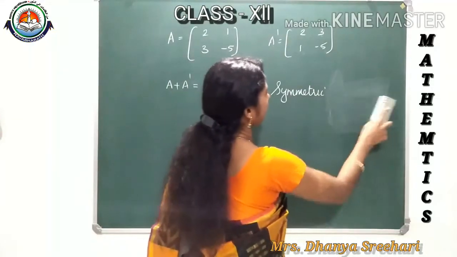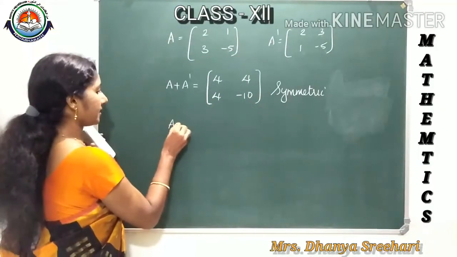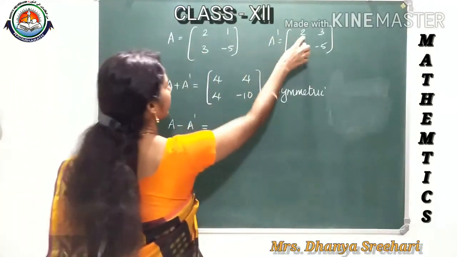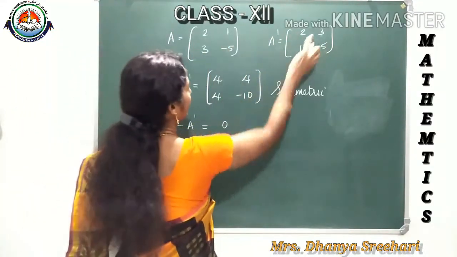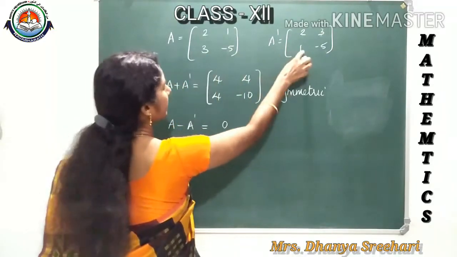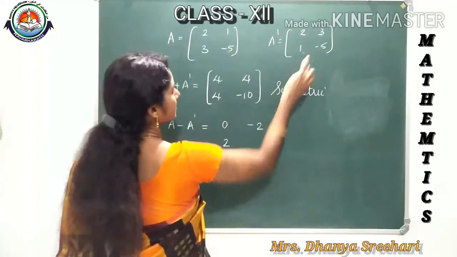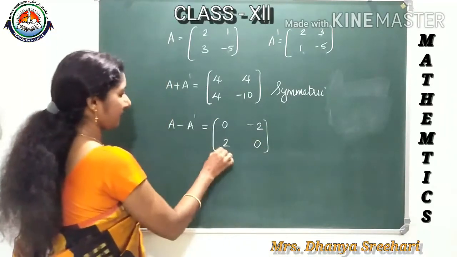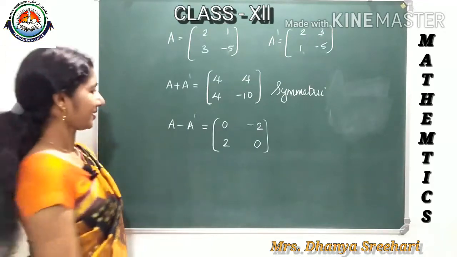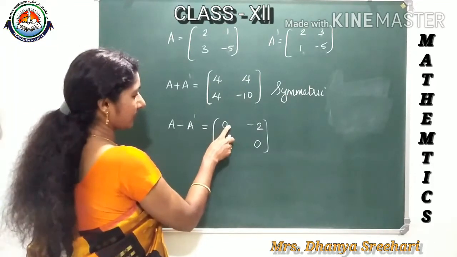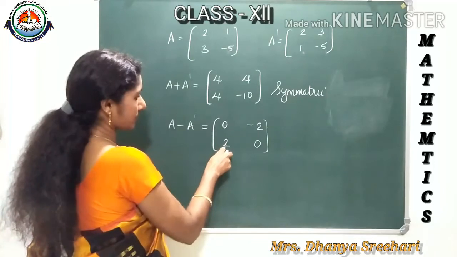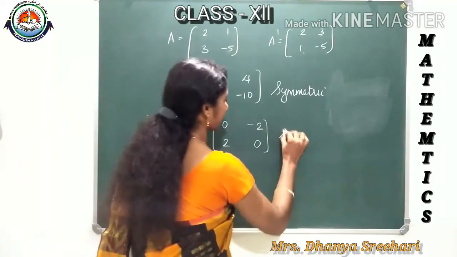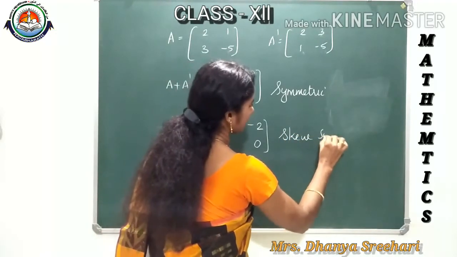And we can find the difference, that means A minus A transpose. A minus A transpose means 2 minus 2, 0, 1 minus 3, minus 2, 3 minus 1, 2, minus 5 minus minus 5 is 0. See, we are getting one matrix. If you interchange the rows and columns, we will get 0, minus 2, 2, 0. That means it will be a skew symmetric matrix. Skew symmetric.